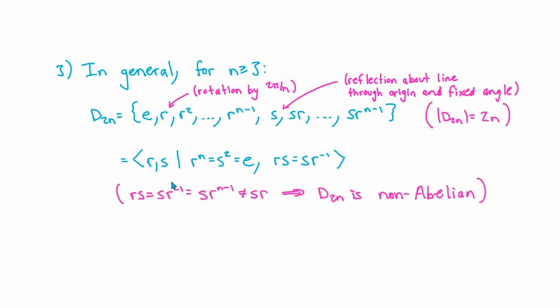Now just like we saw when n was 3, the fact that rs is sr inverse, and the fact that r inverse is r to the n minus 1, and that sr and sr to the n minus 1 are different elements of the group, means that this group is always a non-abelian group. So now we have an infinite collection of non-abelian groups, one for every even number 6 and greater.